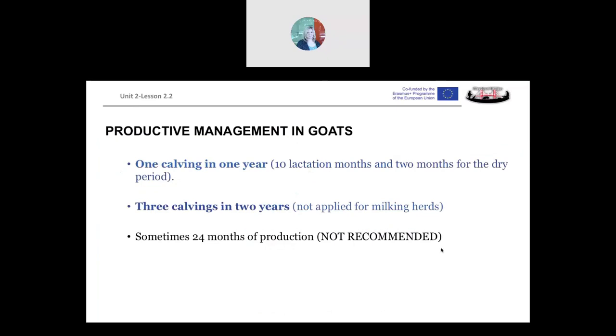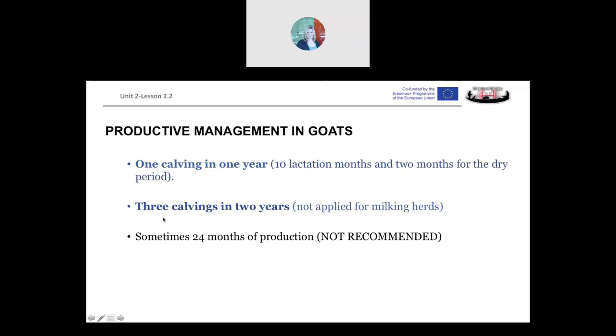The productive management in goats, usually there are three models, but the most usual when we are talking about dairy goats is the first one, that is one calving in 1 year. So in this case, what we have is 10 months of lactation for the mothers, and 2 months for the dry period.